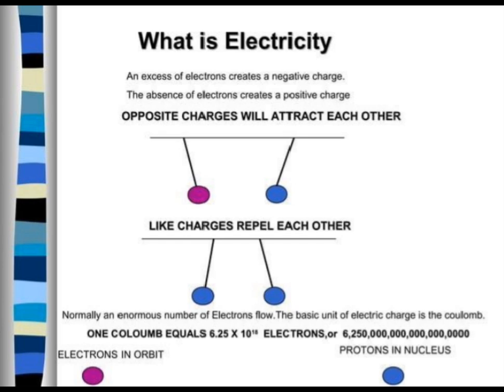Normally, an enormous number of electrons flow. The basic unit of electric charge is the coulomb. 1 coulomb equals 6.25 times 10 to the 18th electrons.